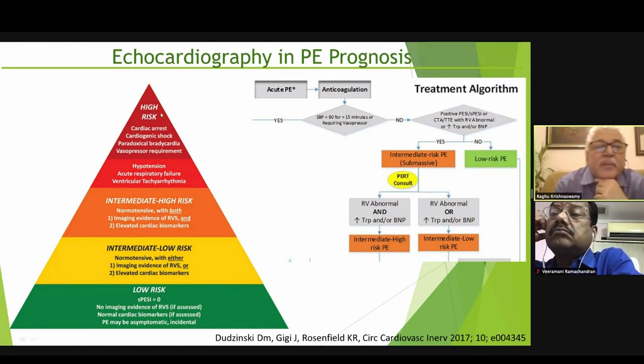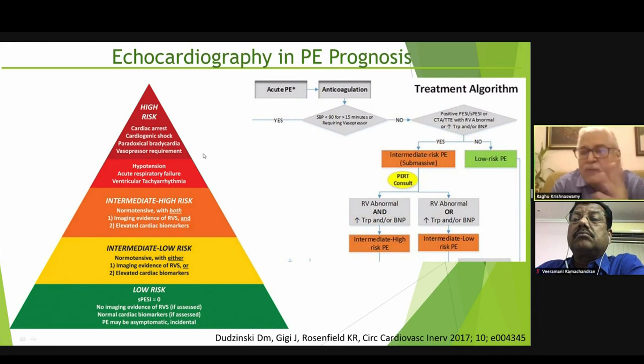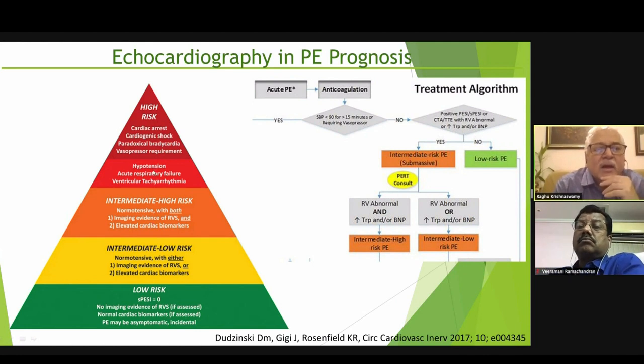Now, if you see this pyramid, the high risk is at the top. High risk are those patients who've had a cardiac arrest, cardiogenic shock, or vasopressor requirement for more than 30 minutes. Even patients who have acute respiratory failure and hypotension are high risk. Then you have the intermediate risk where they are normotensive, but imaging shows that there is right ventricular strain and elevated cardiac biomarkers, either that or this. Or in the intermediate low risk category, there is evidence of either right ventricular strain or elevated biomarkers, and the low risk is where everything is normal.